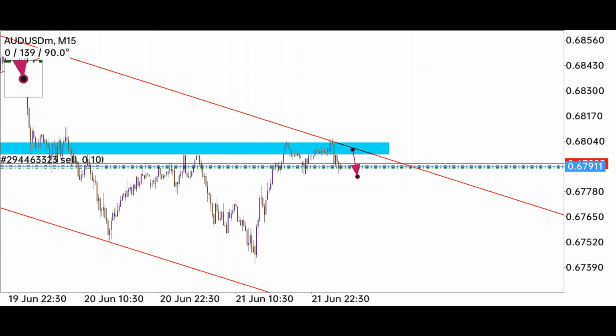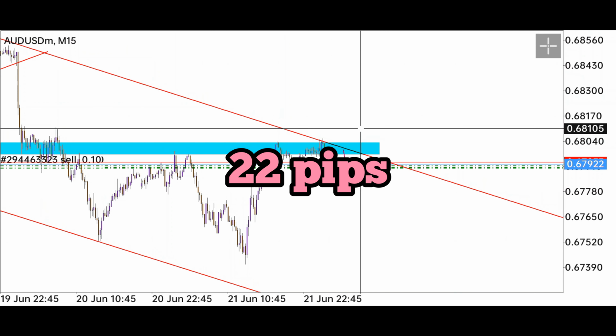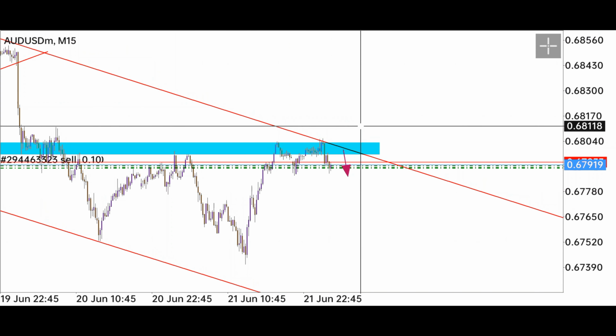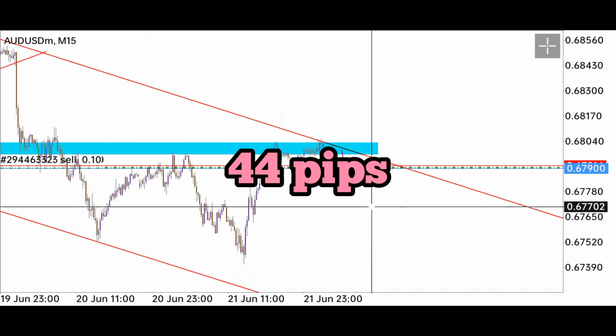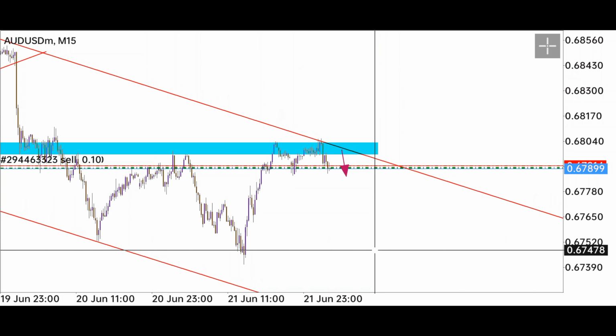Now we set stop loss and target point. Here my stop loss will be 22 pips above the strong support resistance level. If the trend line breakout occurs, our stop loss will be hit, whose chances are less. And my target point is 44 pips down. This target will remain here where the market has reversed earlier also. This can be a strong support resistance level of the market.